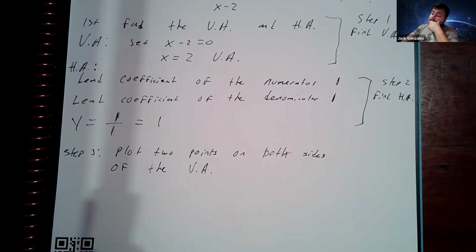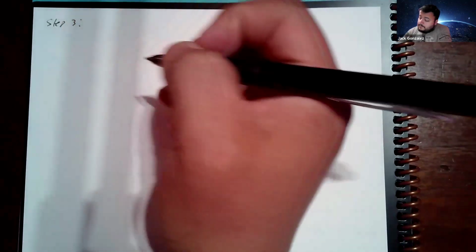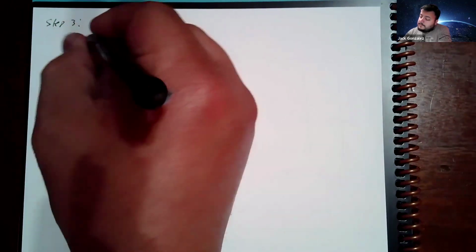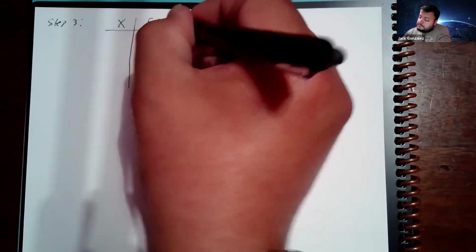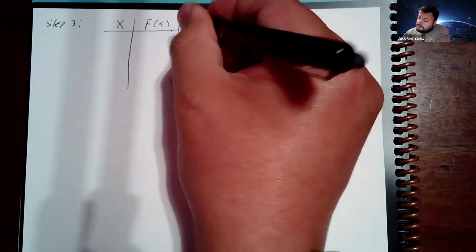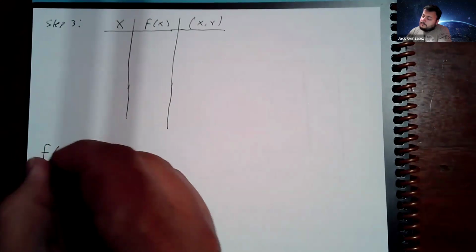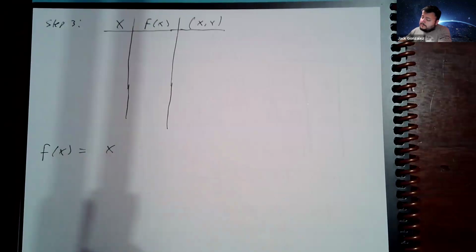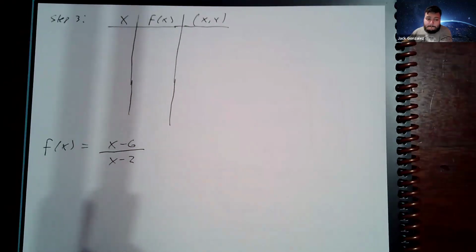Sorry, 1 second. Trying to decide, I don't think I can fit it in that spot. Let me turn the page. Make a little table. Okay. Remember, f of x is x minus 6 over x minus 2, right? Yes.